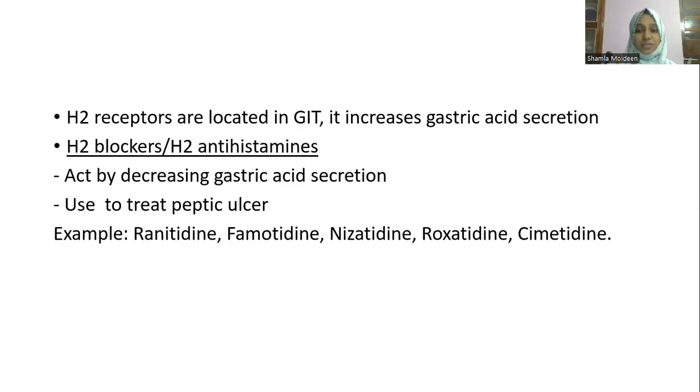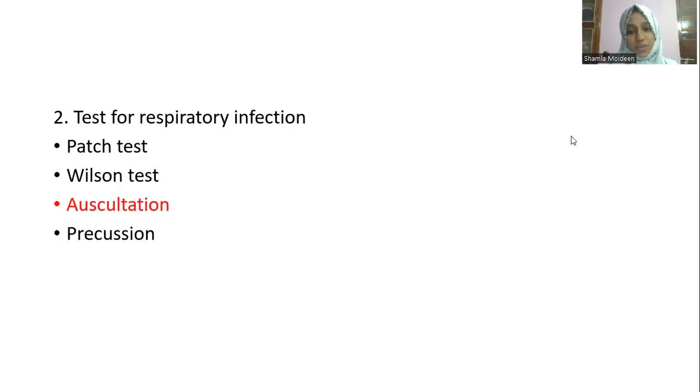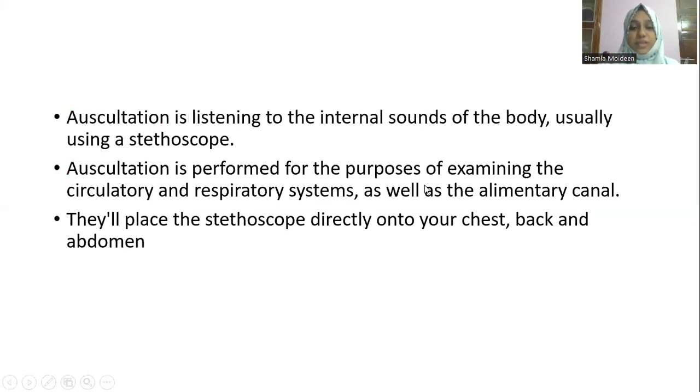Okay, moving to next question. Second question, test for respiratory infection. The options are patch test, Wilson test, auscultation, percussion. The answer is auscultation. It is a procedure where we listen to the internal sounds of the body using a stethoscope, placed directly on the chest, back, and abdomen, for examining the circulatory system, respiratory system, as well as the alimentary canal.